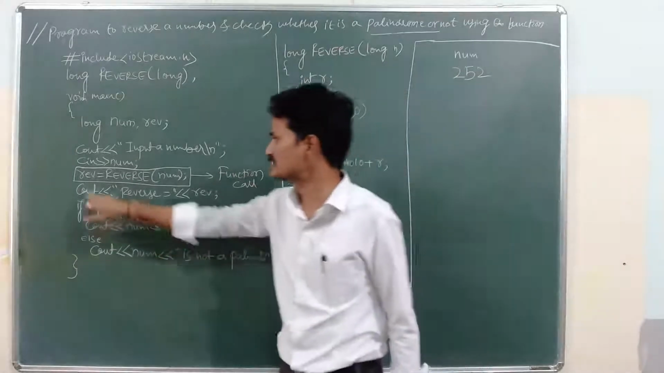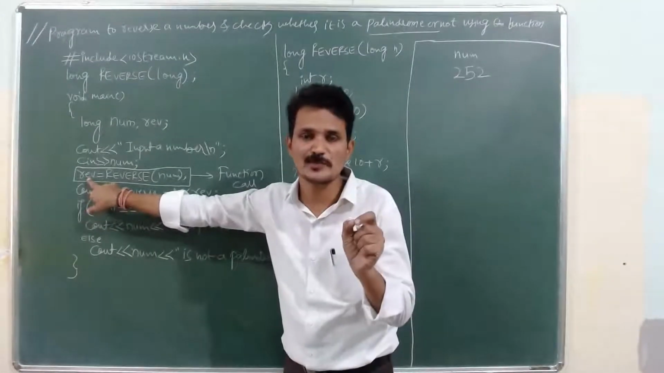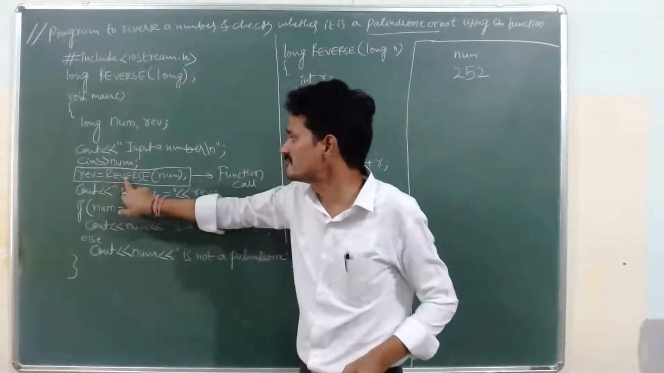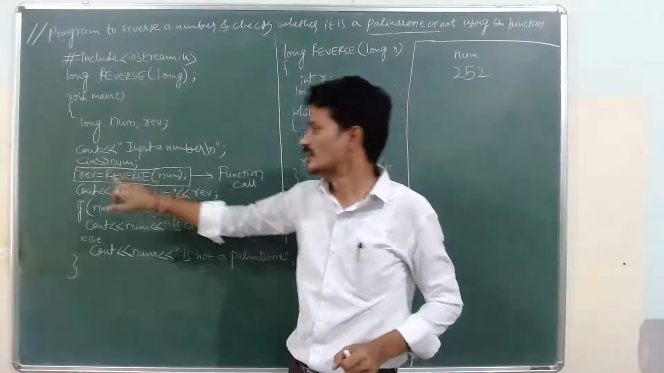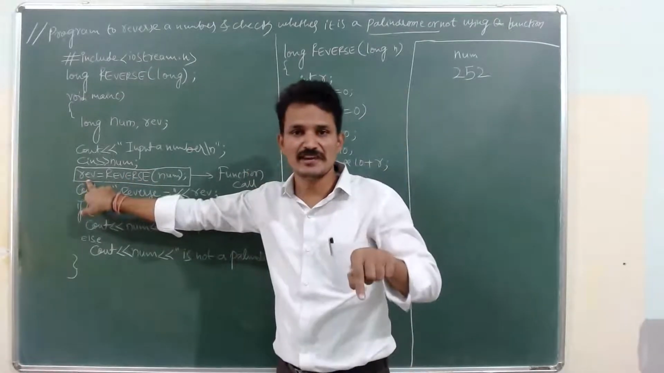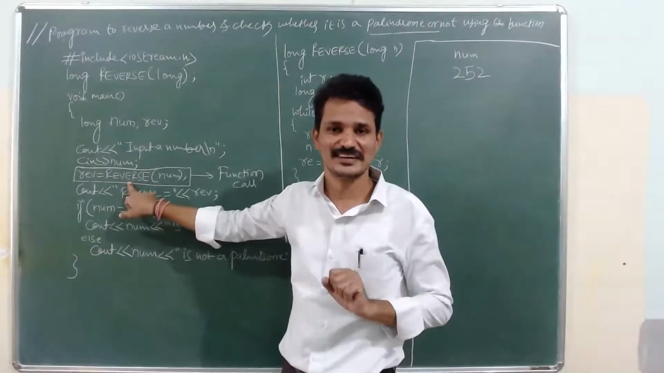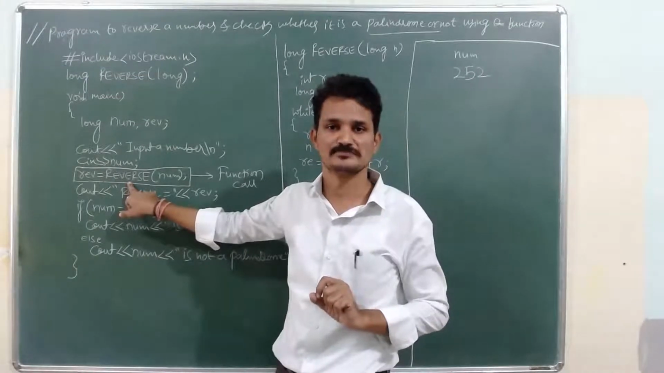See, have a look here. Rev is the name of the variable. Try to understand. Okay. Rev is equal to reverse, with num inside the parentheses. Rev is the name of the variable, and reverse is the function name.